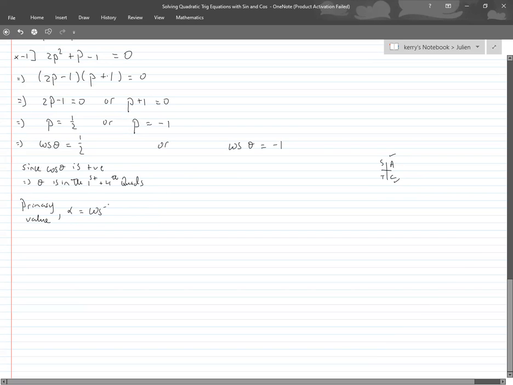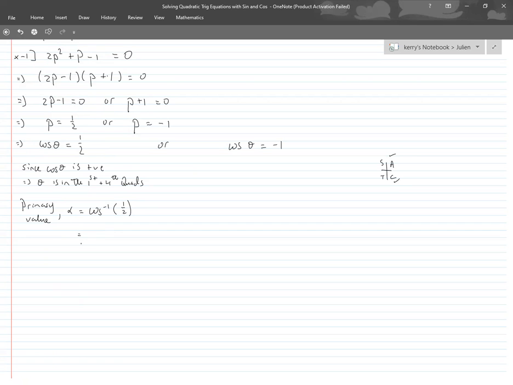And we know that that's arc cos, or cos inverse, of the positive value here, which is positive a half. That's fine. Now, remember again that you are dealing with radians.